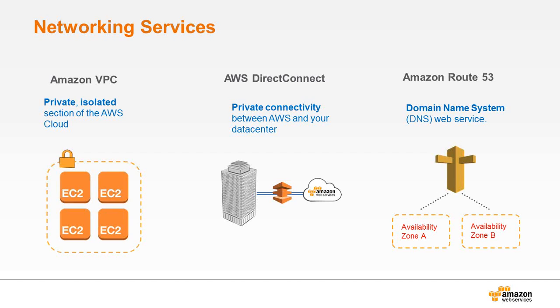Route 53 is a highly available and scalable domain name service. Route 53 is designed to be fast, easy to use, and cost-effective. It answers DNS queries with low latency by using a global network of DNS servers. Queries for your domain are automatically routed to the nearest DNS server and thus are answered with the best possible performance.